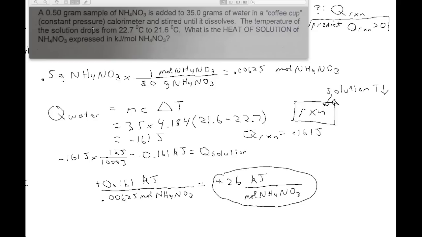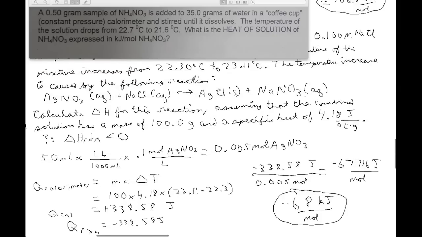What about the ammonium nitrate? Why are we ignoring the ammonium nitrate? Well, I guess we can ignore that because there's much, much less of that. Notice that there's way more water than ammonium nitrate. So we're just ignoring the ammonium nitrate and just hoping that most of the heat is going to be absorbed by the water and not by the solute.